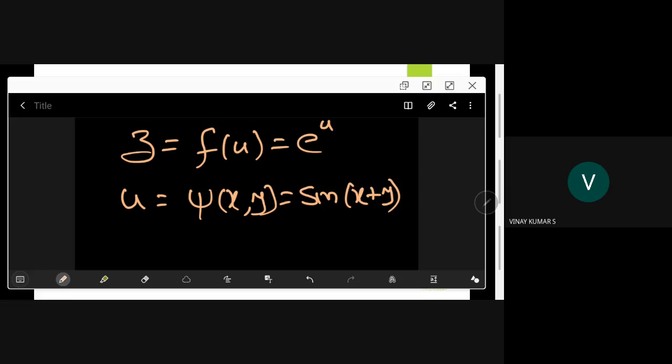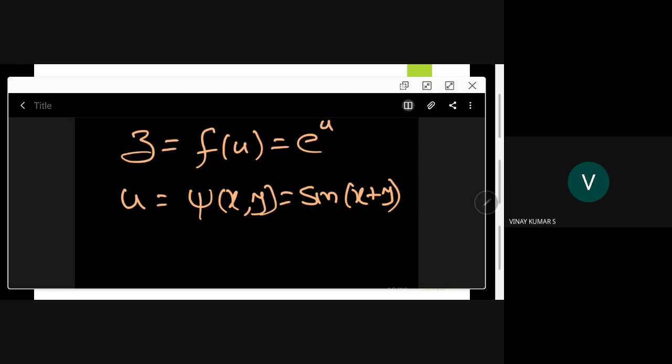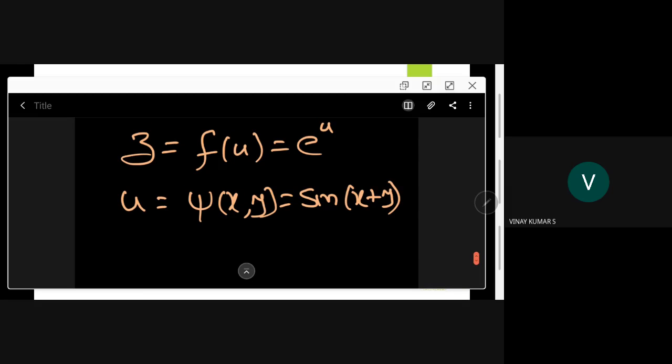Then our question, this is the first case: can we talk about dz by du? Yes, we can. dz by du is e power u. Can I talk about dou z by dou u? It's not relevant because z is a function of only one variable. You can talk about dz by du only.